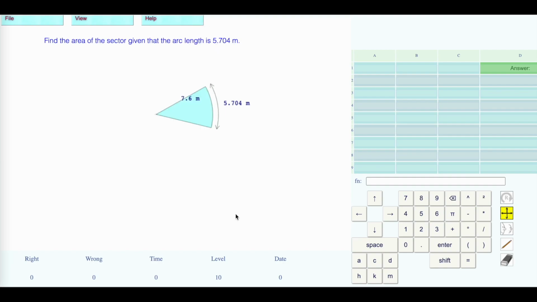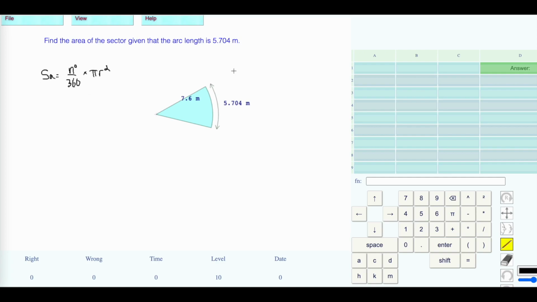Welcome to level 10. Find the area of the sector given that the arc length is 5.704 meters. There's a couple of ways of doing this. For the sector area, we know that sector area is the fraction of the circle, which is the central angle out of 360 times pi r squared. The problem is we don't know what the central angle is, and we don't know what the sector area is.